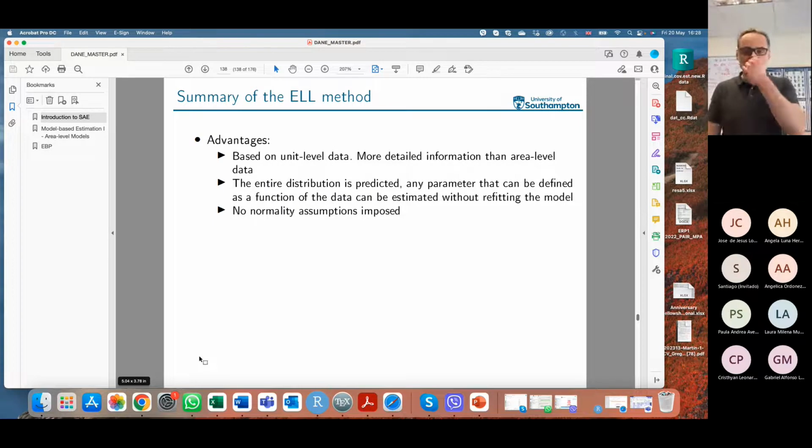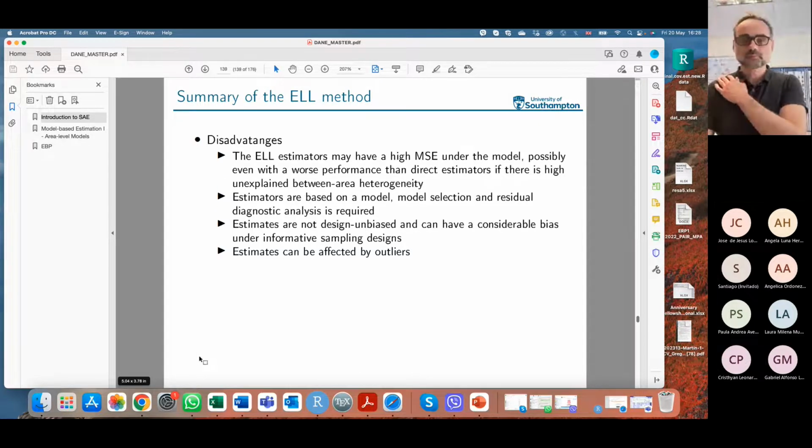What are the advantages? It's based on unit level data, so you have more detailed information than in area level data. The entire distribution is predicted, is generated, so any parameter can be defined as a function of the data and can be estimated without refitting the model. And you don't make normality assumptions here, at least in this version of the ELL method.